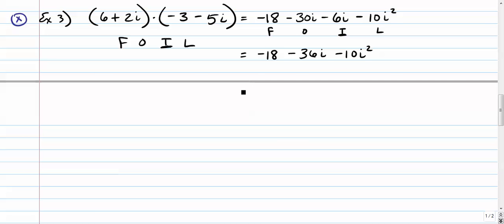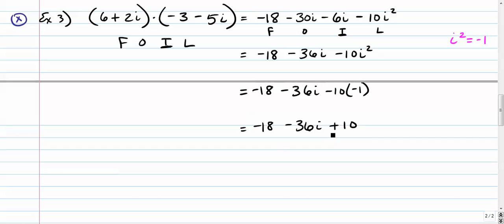And we're also going to think back to our imaginary number definition, and we said something pretty interesting. We said that i squared is equal to negative 1. That was one of our definitions. i squared is negative 1. It's the only number that's like that. So negative 18 minus 36i minus 10 times negative 1. Simplify one more step. Well, two more steps.